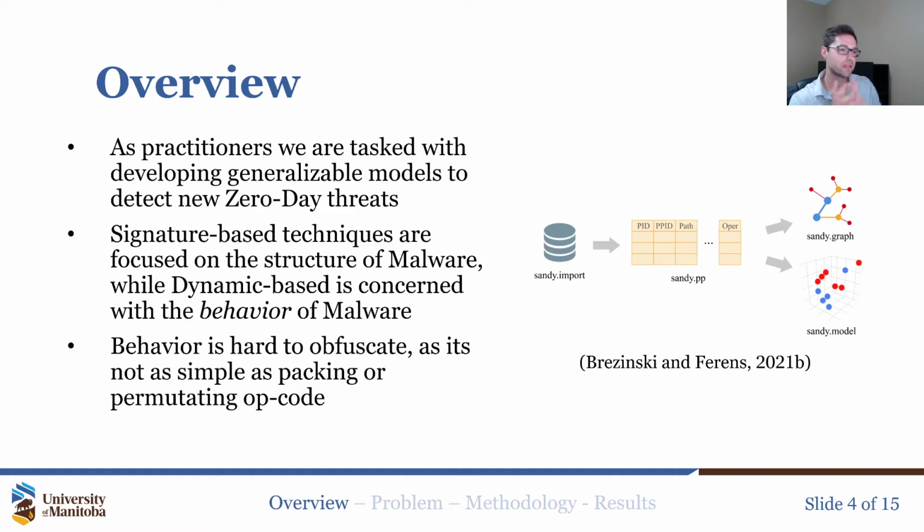But we need our models to be able to generalize to these new and unforeseen threats, because every new zero day is a threat. Signature-based techniques are focused on the structure of malware, and look at the static form that the malware binary takes before it's executed. You can look at things like opcode instructions, or something as simple as how it's packed and the entropy of different sections. Those would all be examples of static or signature-based techniques.